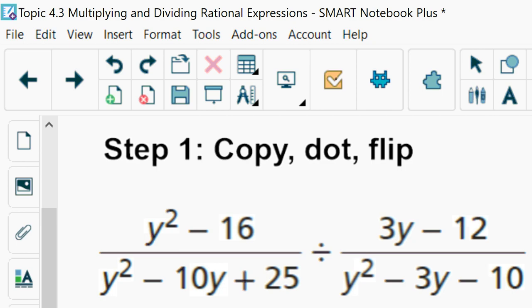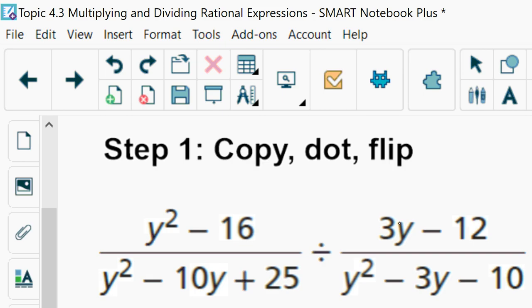And now 3y minus 12, it looks like the greatest common factor of 3y and negative 12 is just 3. So I'm going to factor a 3 out of that expression. And there you have it.